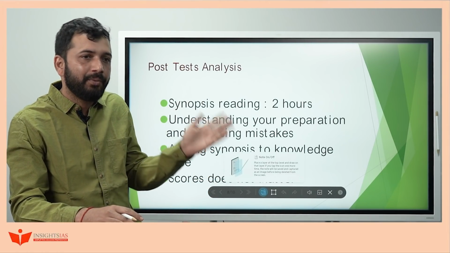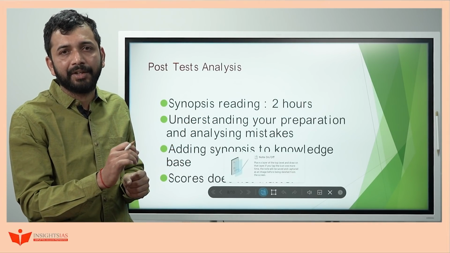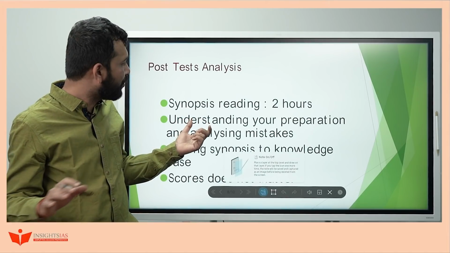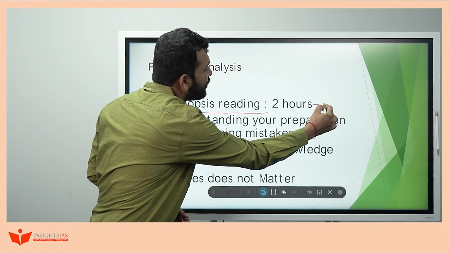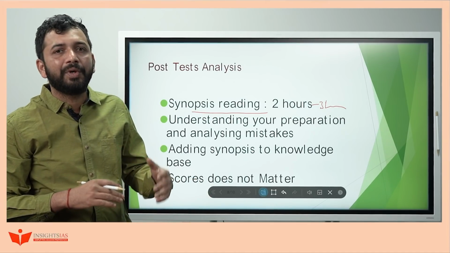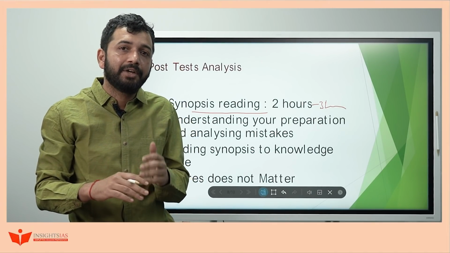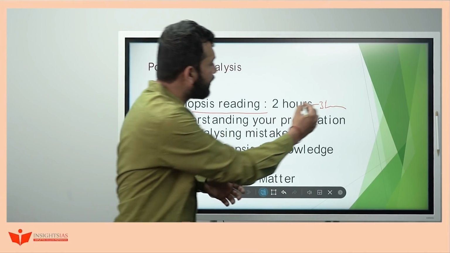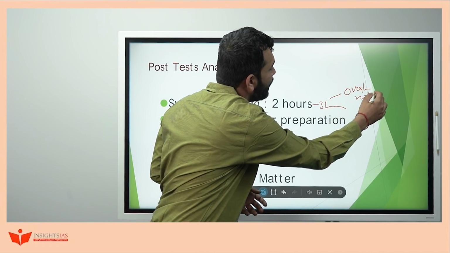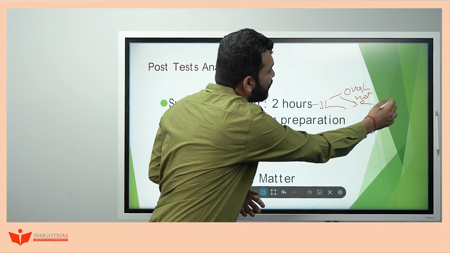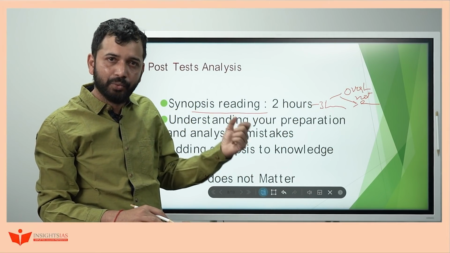Just analyze your paper, see where you have gone wrong. Don't study each and every piece of content given in the synopsis and mug up the things. So one is, you have to minimize your synopsis reading to around 2 to 3 hours. Don't spend too much time, but analyze your mistakes. See which kind of questions you are making mistakes in, whether the mistake is overlooking, where you have not seen the word 'not', or the extreme words, or whatever it is. See what kind of errors you have made.